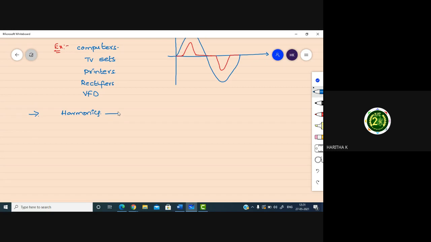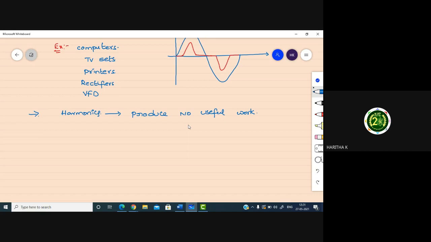Because of these harmonics, what will happen? Harmonics is also one component of current only. In your current waveform, this is the one component of current and this is the unwanted component of current. So this leads to loss. You are not requiring that one, so it doesn't do any work. These harmonic currents produce no useful work. If it produces no useful work, your loss increases.